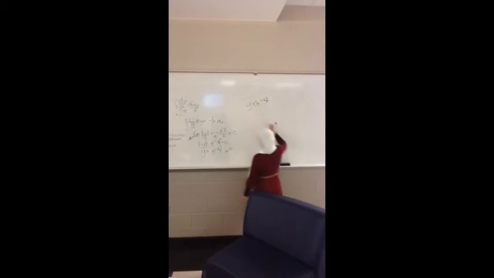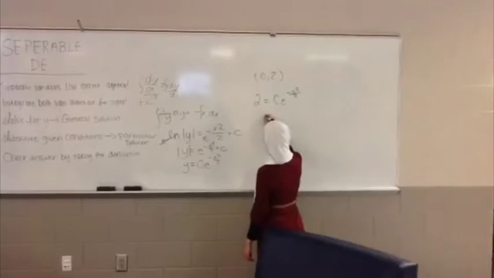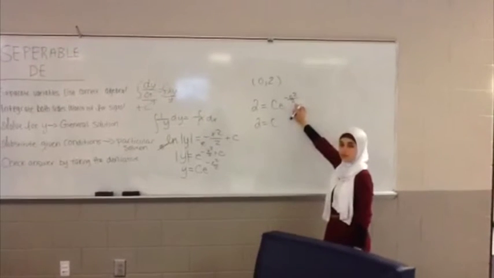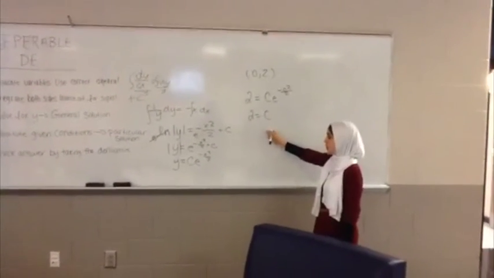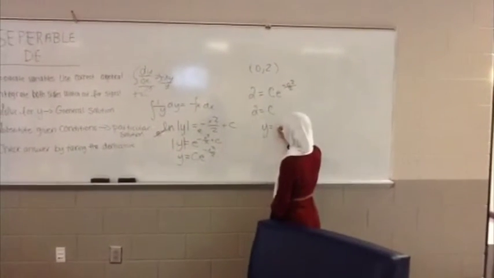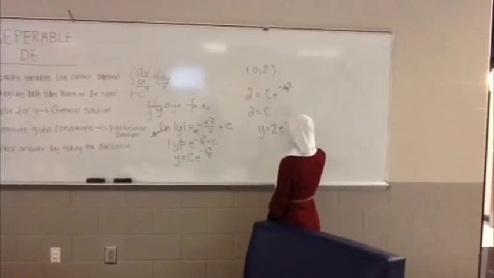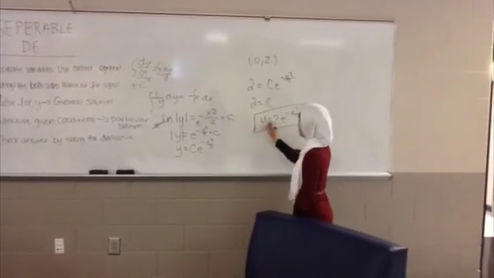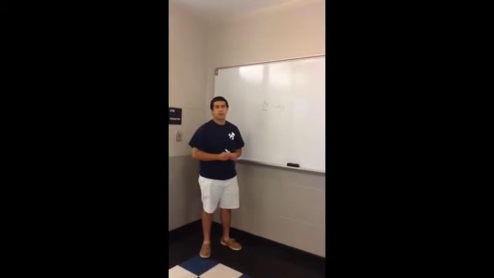We put a c out here. So this turns out to be 2 equals c because a number to the 0 power is always 1. So we get 2 equals c. And we substitute it back into our equation, leaving us with y equals 2e to the negative x squared over 2, which is our answer.